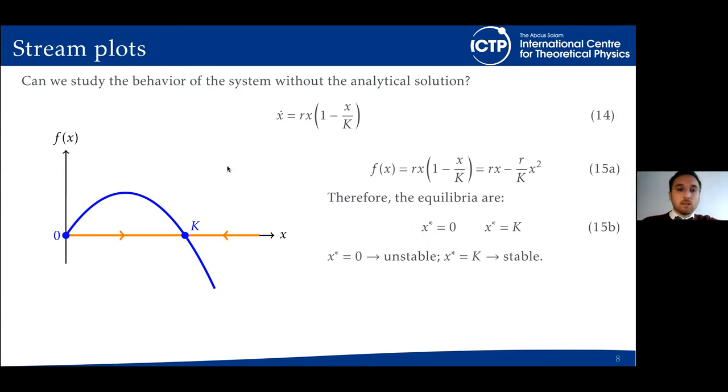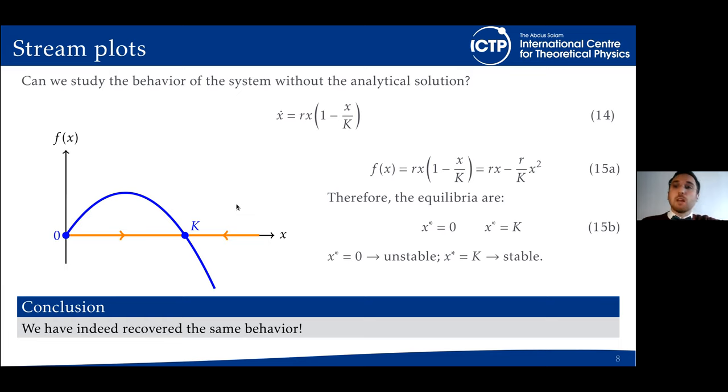So you see that if we look at what is happening in the state space, we are recovering the same behavior. Of course, by using the stream plots, we can't say how quickly these trajectories are moving or the exact way in which this is happening. We couldn't guess, for example, that there is an exponential, like I've shown you before, that regulates the speed of this motion.